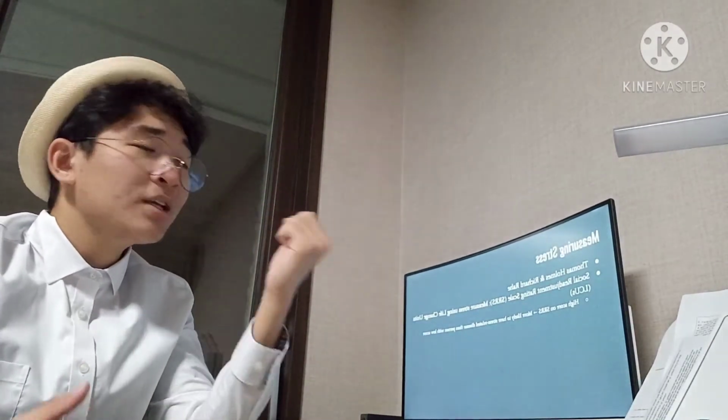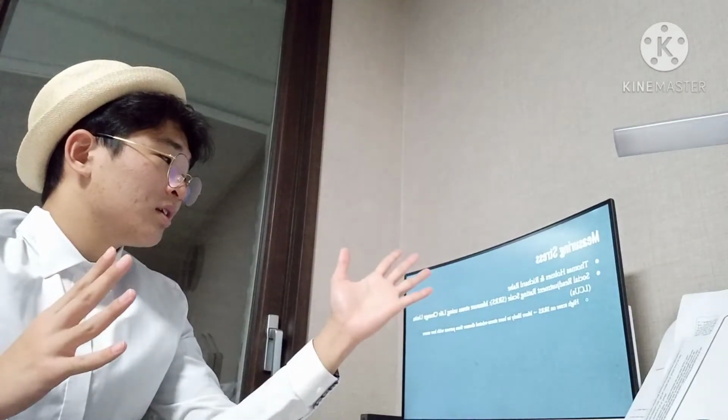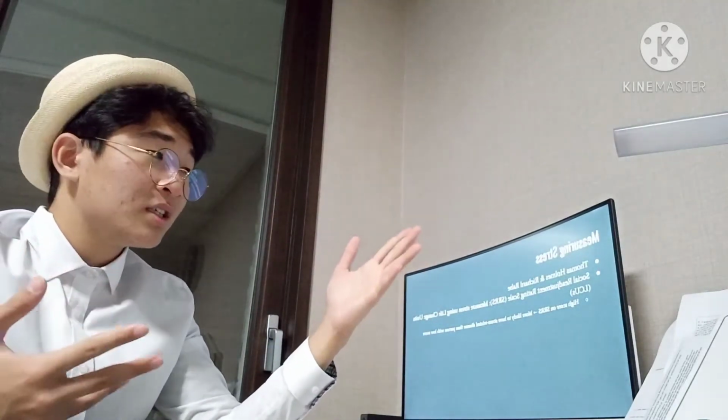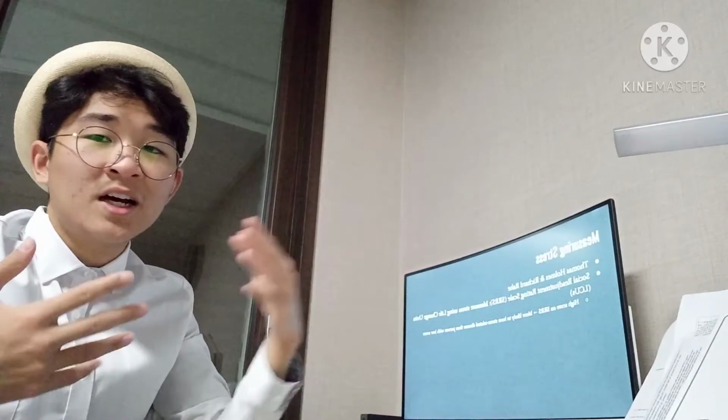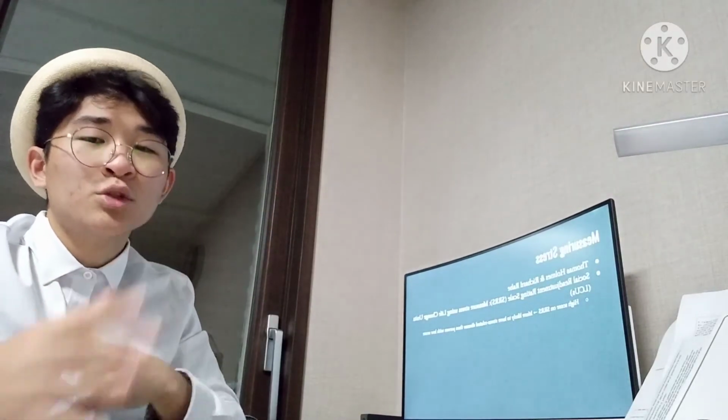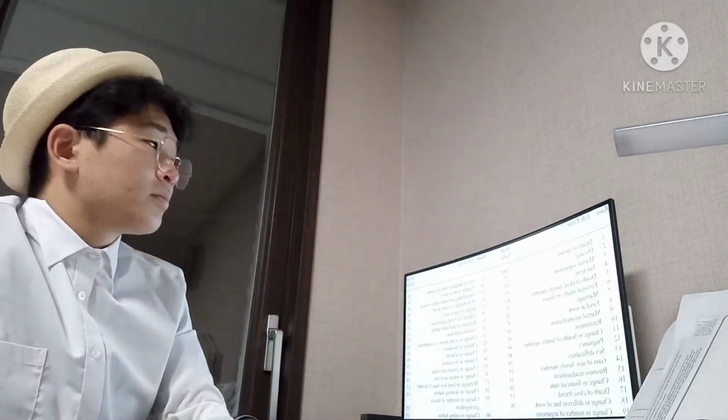And a high score on the SRRS meant that you were more likely to have a stress-related disease. So you were more stressed than people who had a low SRRS score. As you see in this chart, the highest SRRS score, number one, is death of a spouse, like the death of your husband or wife.